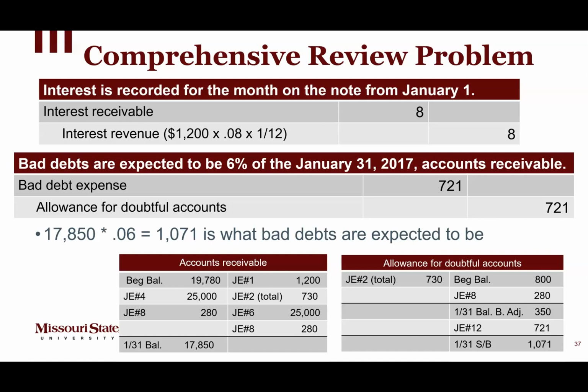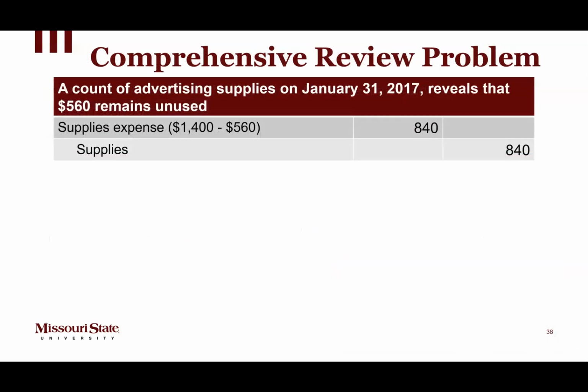And again, reminder, when we are using this allowance method, this is the only time you use the bad debt expense account. Okay. So an account of advertising supplies on January 31st reveals that $560 remains unused, aka on hand, right? So it means that of your $1,400 you started with, you've used $840 of that.